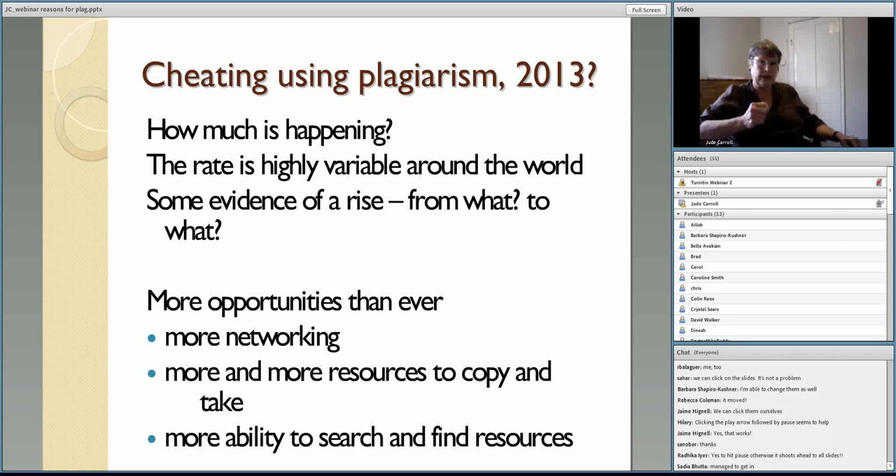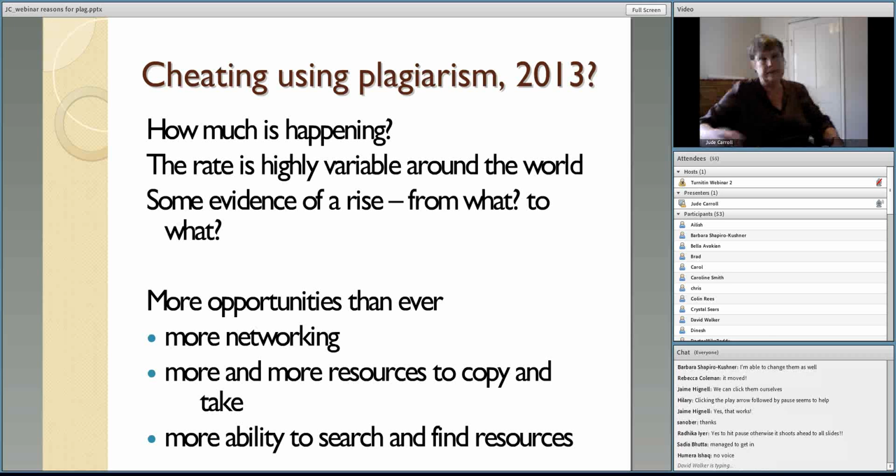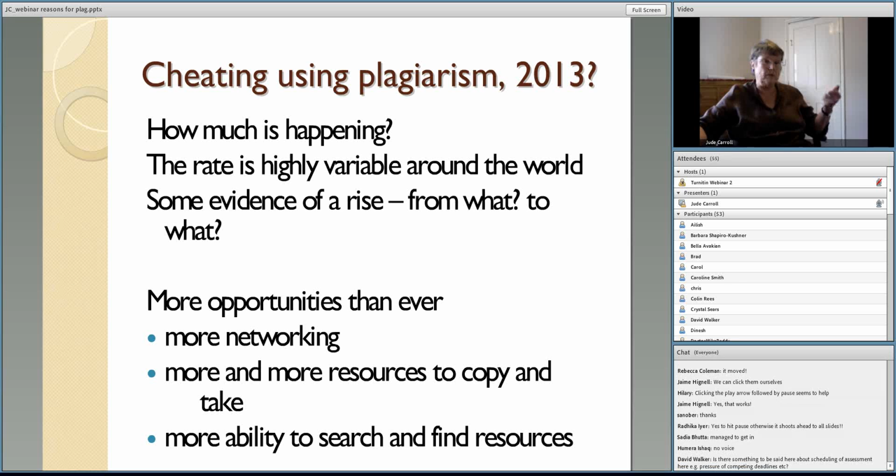So this is a really good opportunity because people are listening to this from all over the world to get some sense of what do you think in terms of how much cheating using plagiarism is going on. There is some evidence to show that it might be rising, but not very much, probably from not very high. But then we don't really know because the surveys are not done carefully enough. We do know that there's more opportunities now than ever to cheat using plagiarism. There's more networking, more communication around the world, more communication and resources, more to copy, more to take, and much better search engines and abilities to find them.